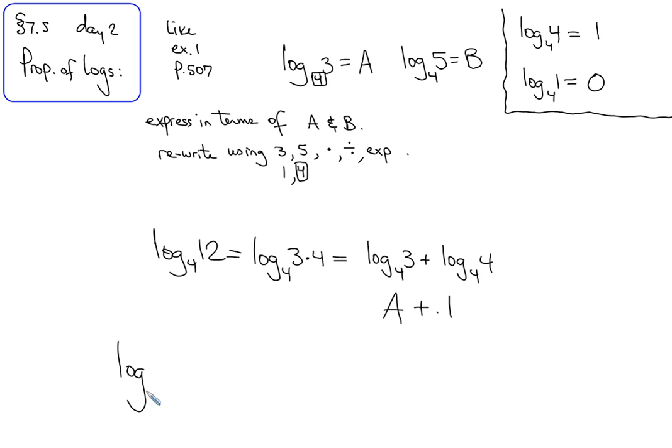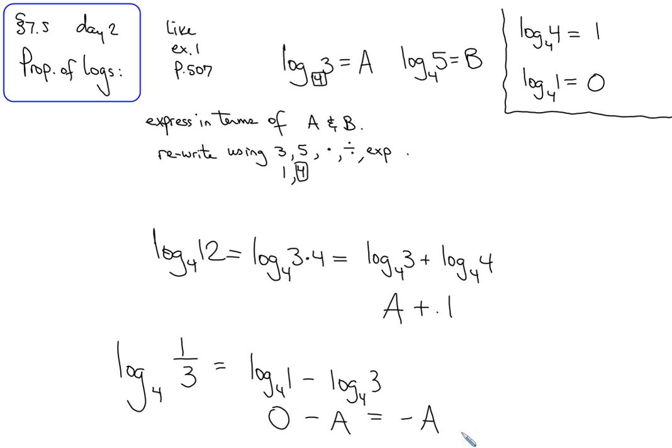What happens if you had log base 4 of 1/3? This is already using 1's and 3's. So do you guys see this would just be log base 4 of 1 minus log base 4 of 3? And what's this equal to? 0 minus, what's this? So the answer is going to be negative a. So that's where the 1 might pop in. So do you guys see how those work?